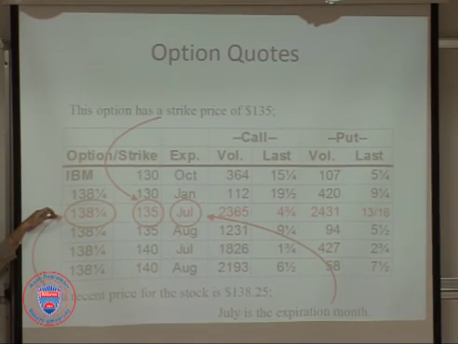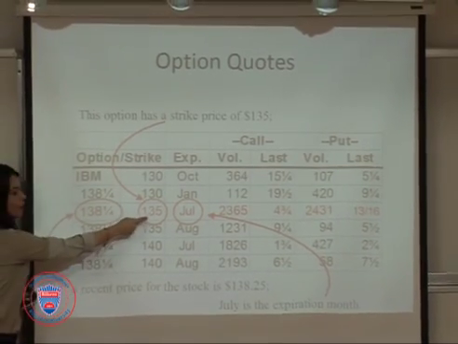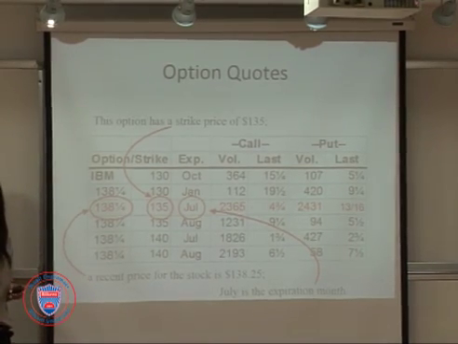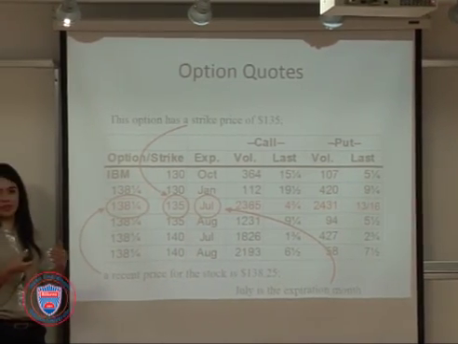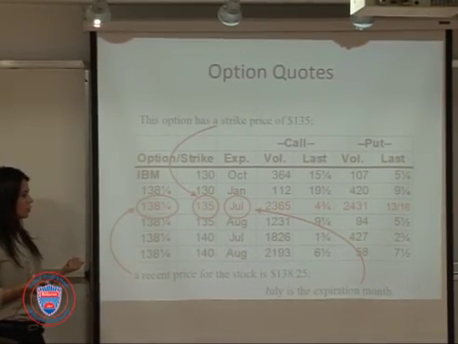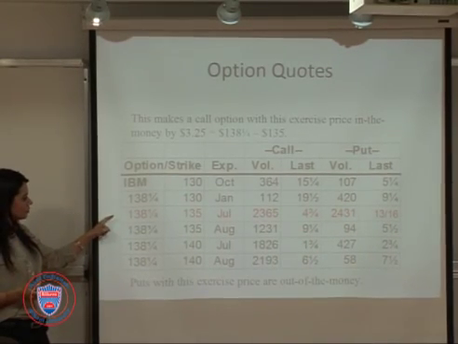Is it in the money or out of the money? It's in the money, right? Because you can buy the stock for 135 if you exercise the option. When this happens in July, of course. And the price is 138.25. So for this one, what are you going to do?